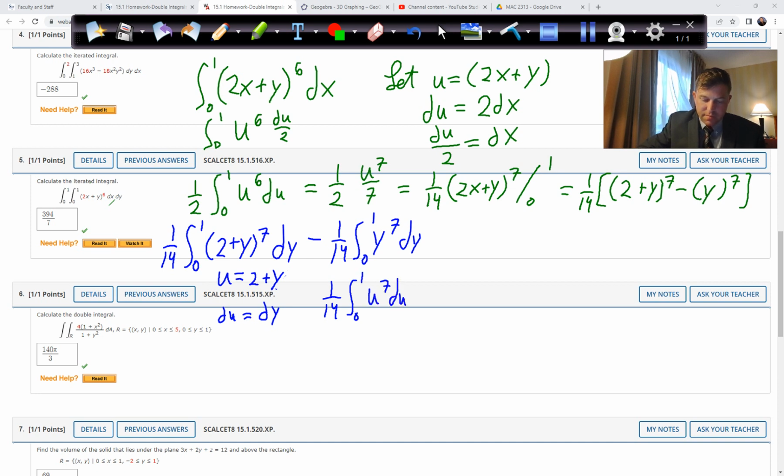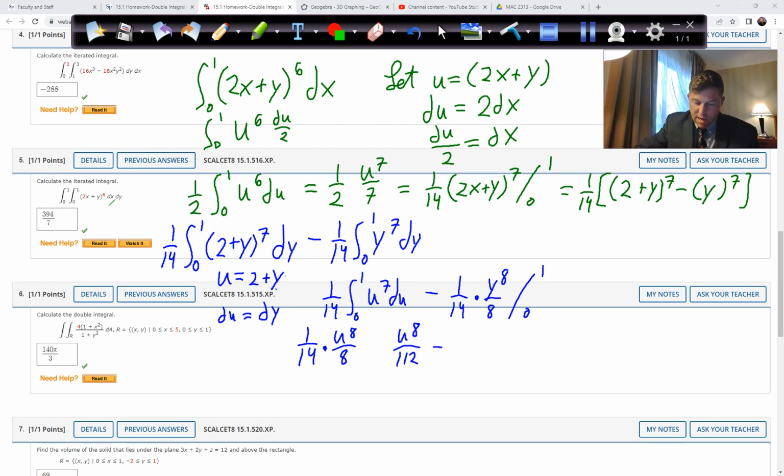The second derivative over here is, we can do it right away, y to the 8th over 8. And that's being evaluated from 0 to 1. This one, however, we have to do the u part. So it's going to be u to the 8th over 8. And then we're going to change that back to what it was. 1 over 14 times 1 over 8 is 1 over 112. So we get u to the 8th over 112 minus y to the 8th over 112.